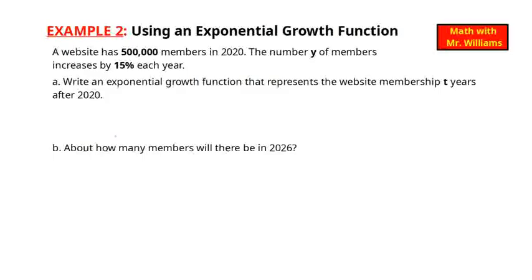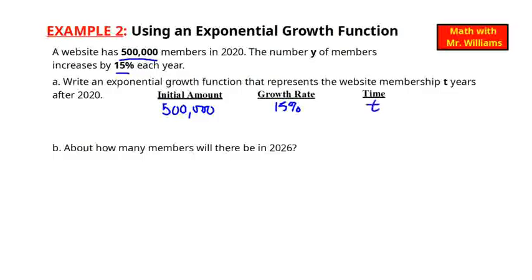So let's go ahead and start off with that initial amount. We can see that's going to be represented by the 500,000. Now let's go to the growth rate. We can see that's going to be the 15%. And now let's deal with the time. We can see that's going to be represented by the t for years.